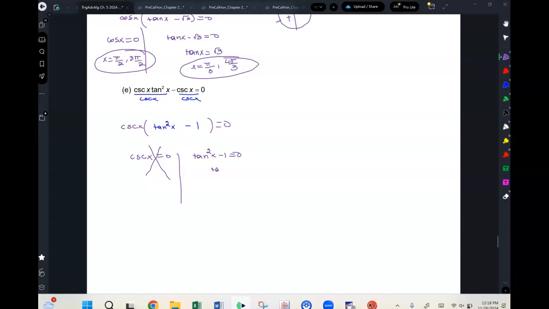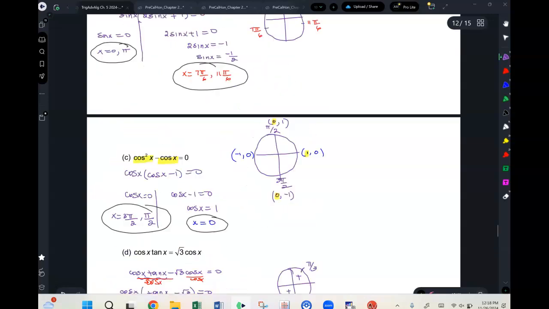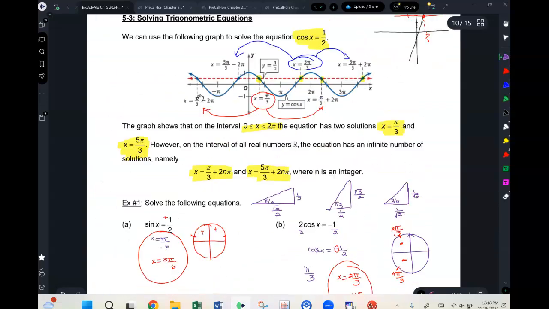How about this one? Tangent squared x is equal to 1. Square root. Tangent of x is equal to what? Plus or minus 1, yeah. So, tangent of x is equal to 1, or tangent of x is equal to negative 1. Go back to your triangles. Let's see. Pi over 4.